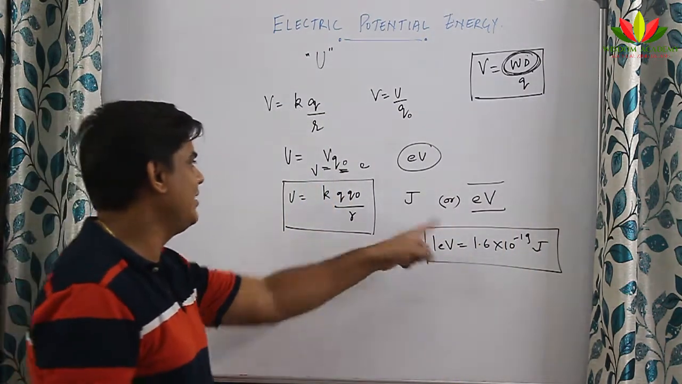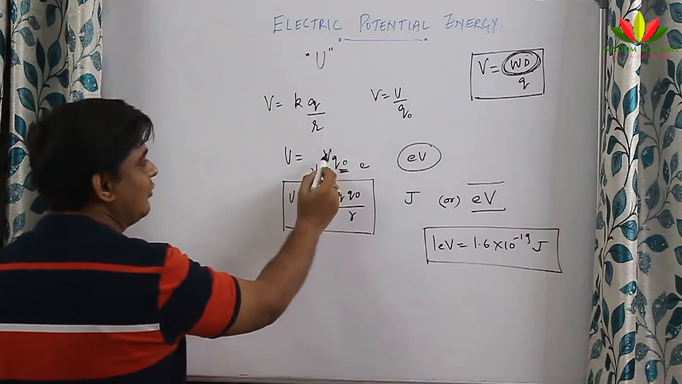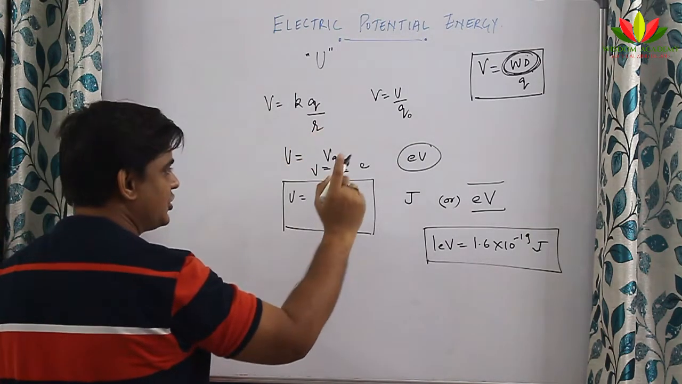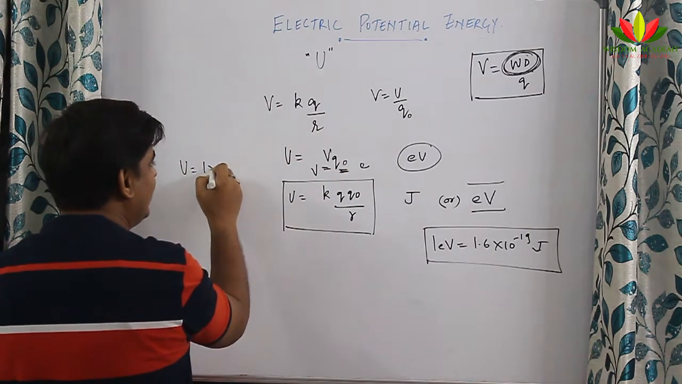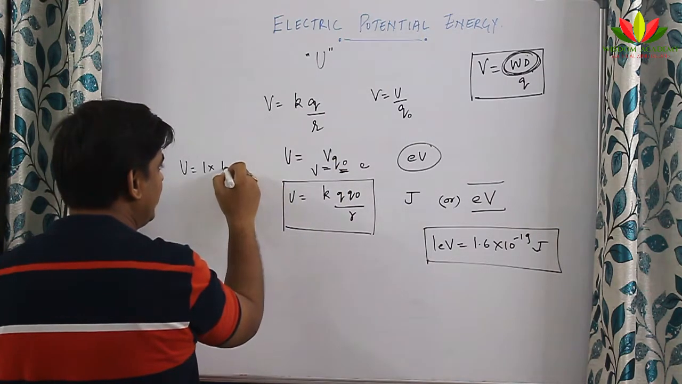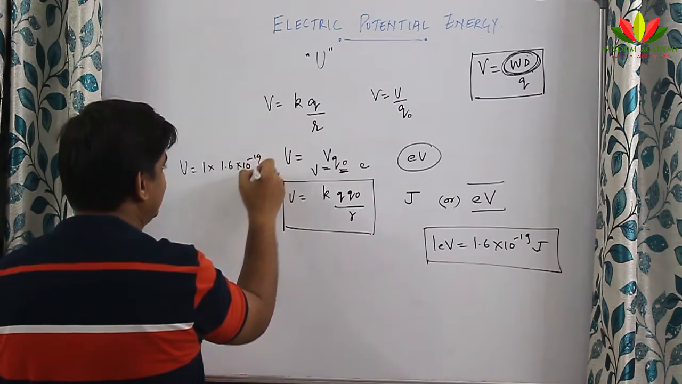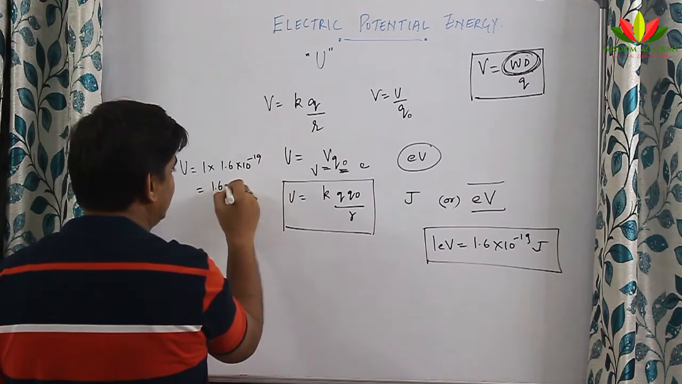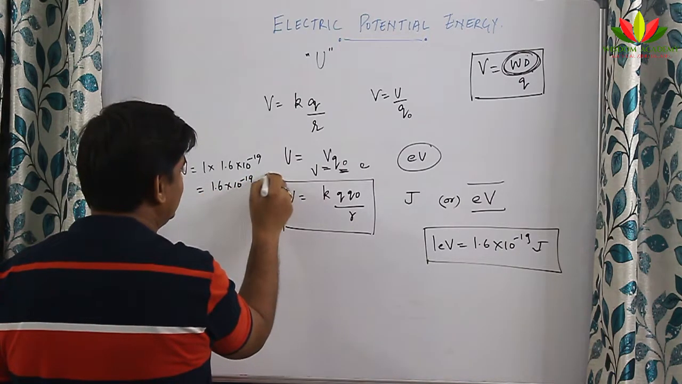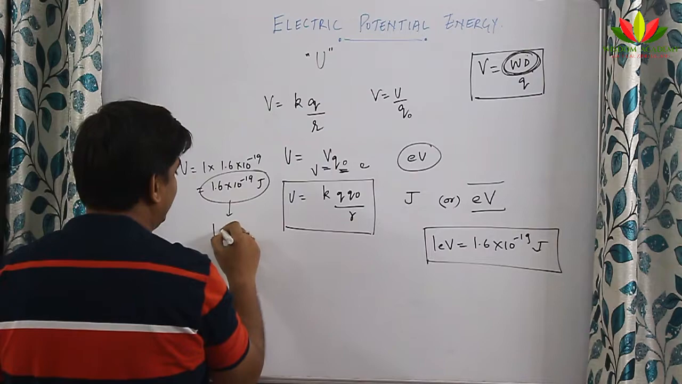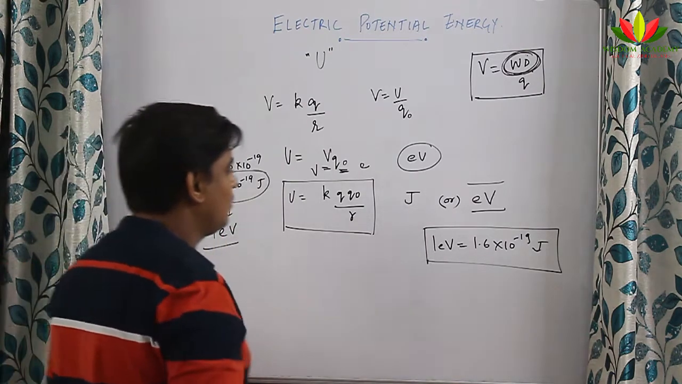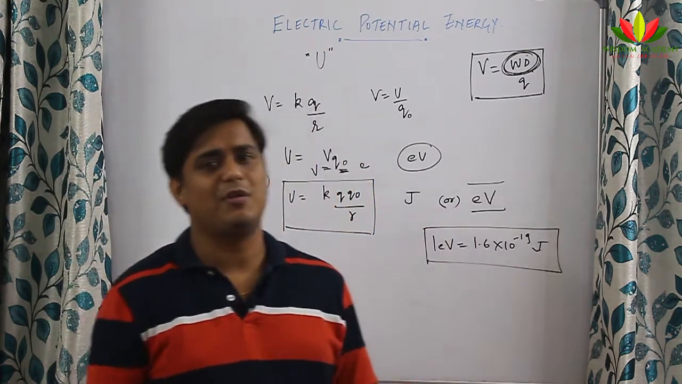And if you are wondering how it came, it came from here only. For 1 volt of potential, U will be equal to 1 into e, and we know the value of e is 1.6 into 10 to the power minus 19. So this came as 1.6 into 10 to the power minus 19 joules. This is also called 1 electron volt. So 1 electron volt is 1.6 into 10 to the power minus 19 joule.